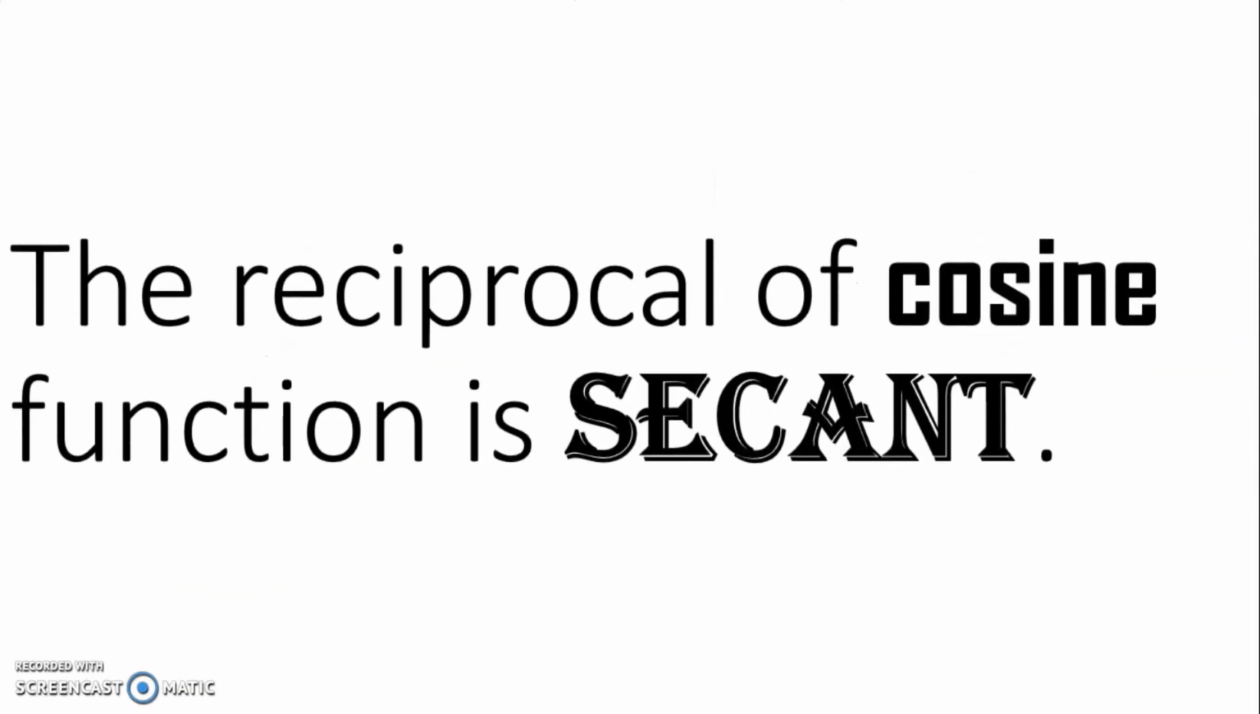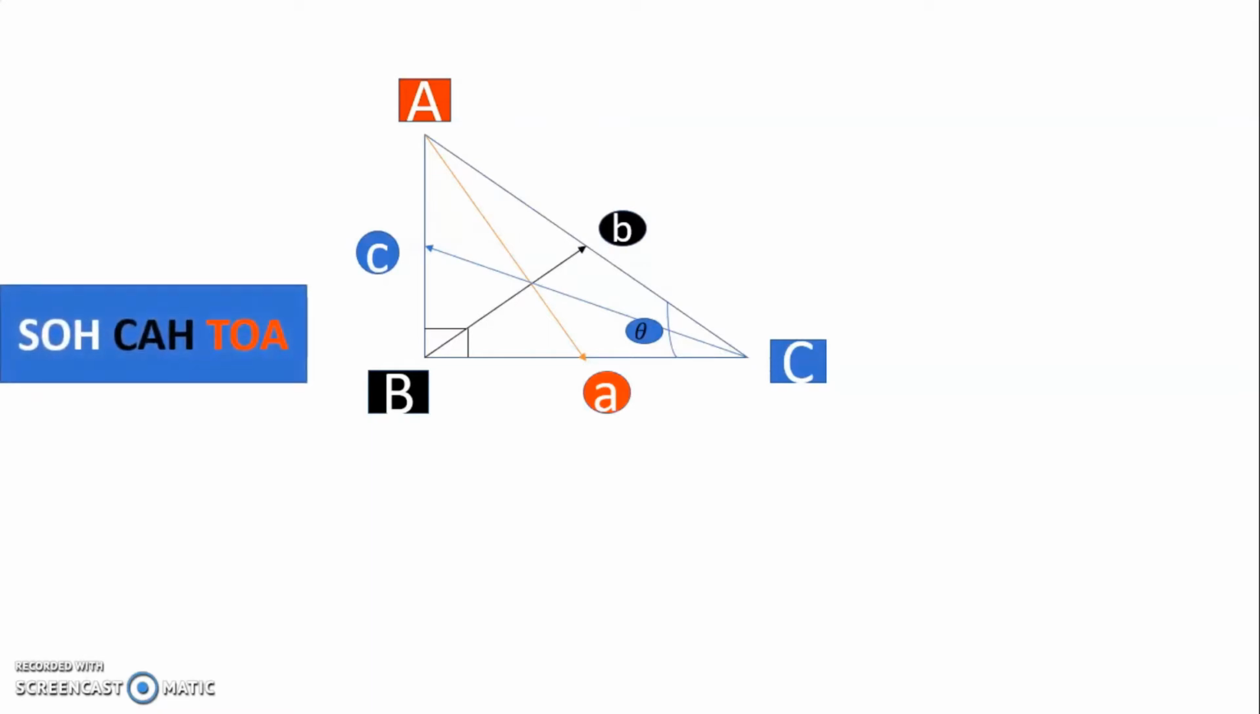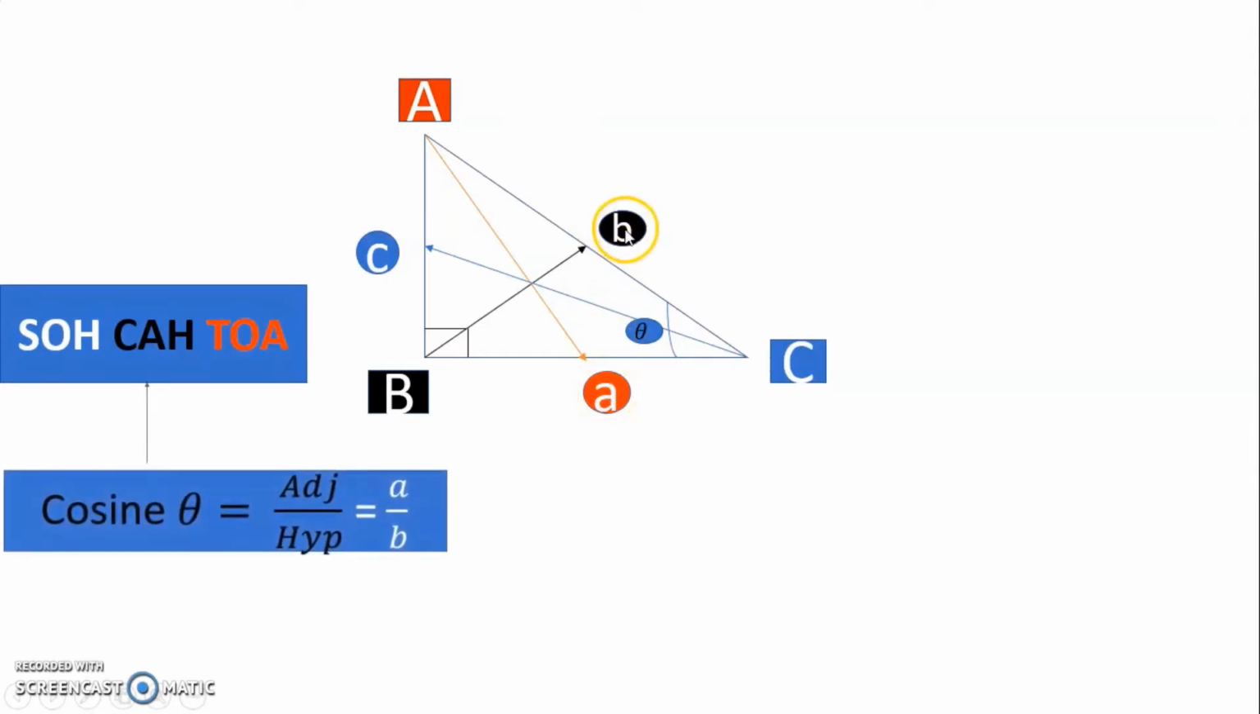I also want you to know that the reciprocal of cosine function is secant. What do we mean? Let's explain. In this right angle triangle, how do we get cosine theta? Based on the acronym we have been working with, SECANT, cosine theta is equal to adjacent over hypotenuse. So here is the adjacent, here is the hypotenuse, which is A over B.